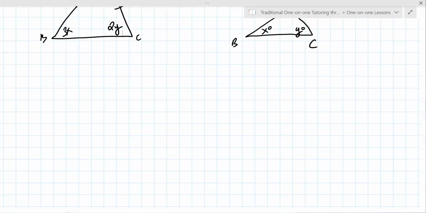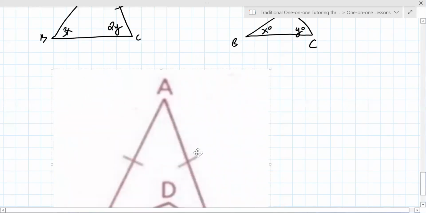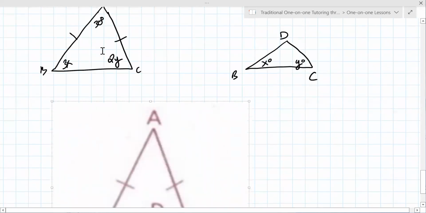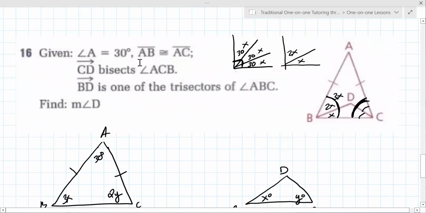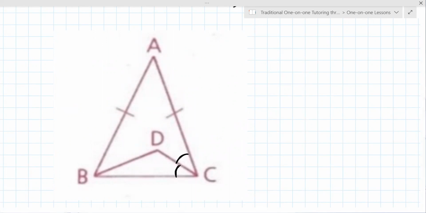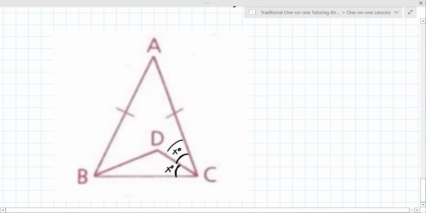Let me snip in the triangle again, just the triangle. All right, so it says in the givens, CD bisects angle ACB. So that means that this right here is congruent to this right here. That's the second given. Is that okay? Yes. All right, so if we call them X, this is also X. So what does the whole thing add up to?